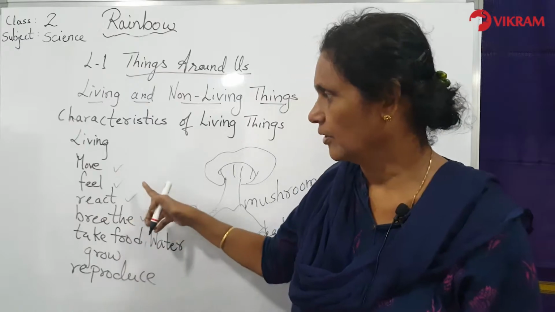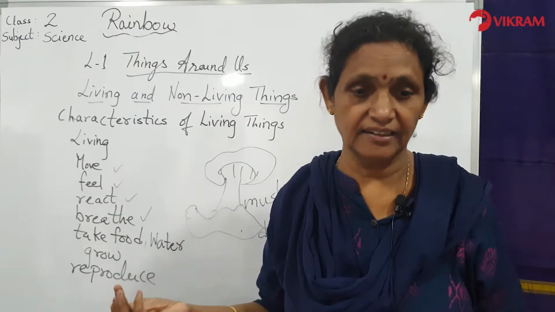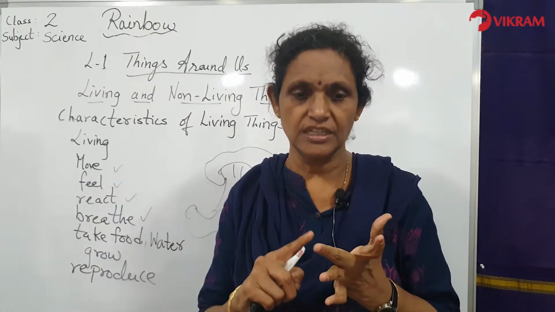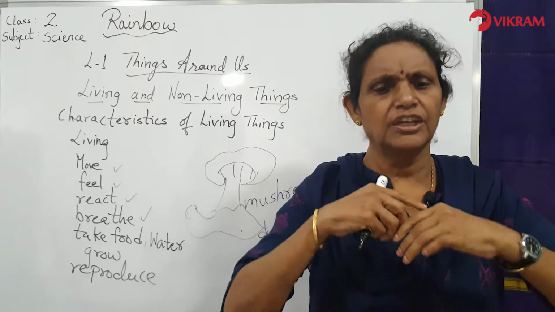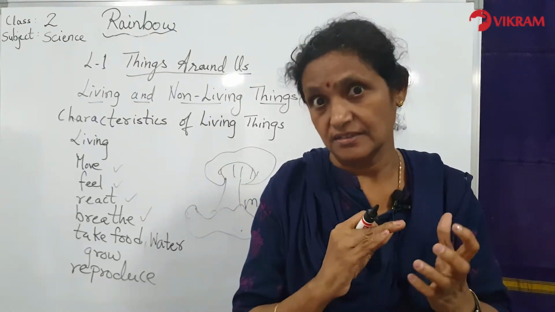Next we will talk about feel and react. Living things can feel and they can react. Animals have 5 sense organs: eyes, nose, skin, ears and tongue. They use all these organs to search for food and to sense the danger also.